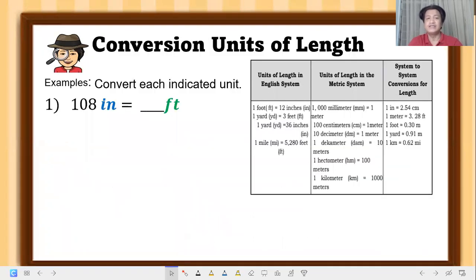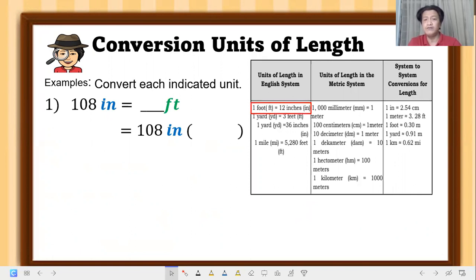First, let's convert 108 inches is equal to how many feet? The first thing that we are going to do is set up, meaning to say, i-multiply natin yung 108 inches doon sa conversion factor or that is the unit fraction. So saan kaya dyan sa table ang ating gagamitin? Doon po sa units of length in English system.